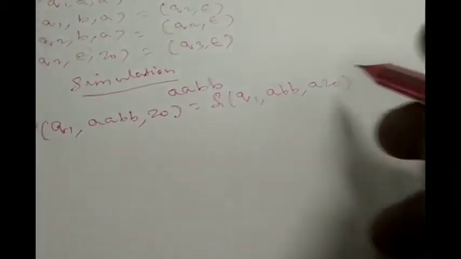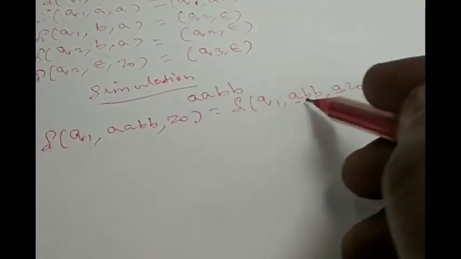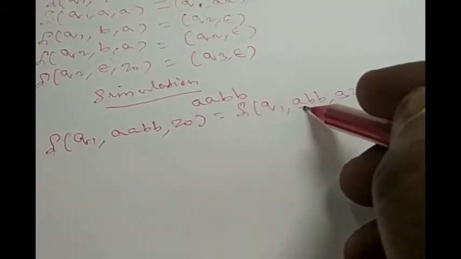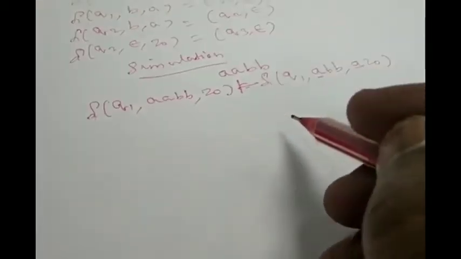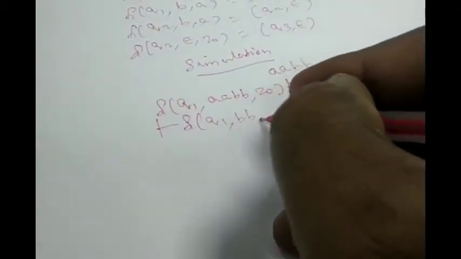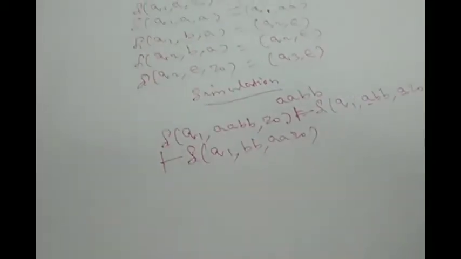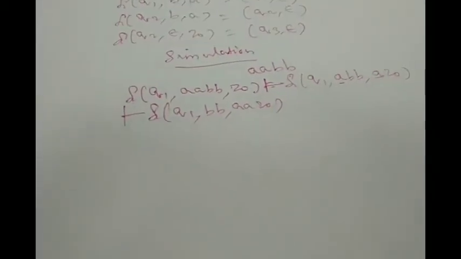Now input is A, the topmost symbol is again A. What should I do? I have to stay in the same state Q1. That's what the transition says. So I just put it like this. It's not equal to, it's a continuation symbol. Now delta of Q1, I again stand in Q1, and what remains is BB. Again that A is pushed inside the stack.